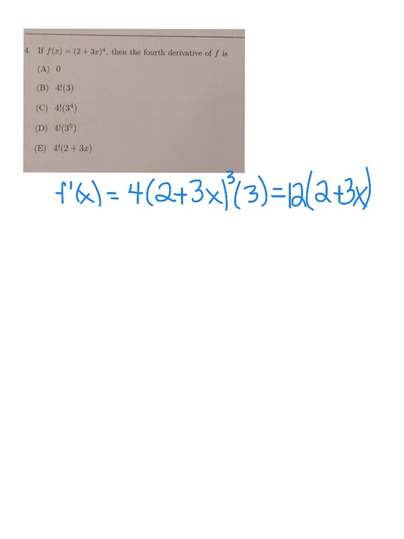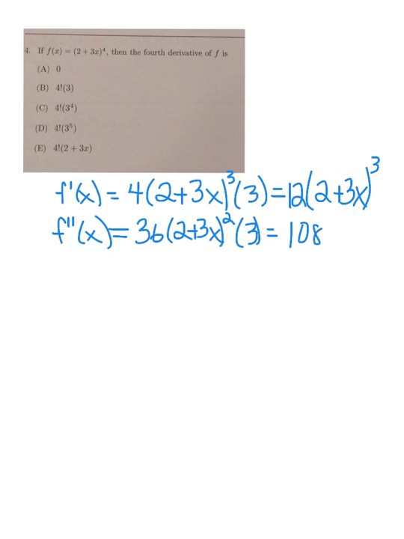And that's going to be raised to the third power. Now you're going to start to see something happen on this derivative right here. So let's take the second derivative. I'm going to do chain rule again. So that's 12 times 3, which is 36, times (2 plus 3x) quantity squared, and then times 3. Okay? All right, so then if you do that, you're going to be doing 36 times 3, which is 108, times (2 plus 3x) to the second power.